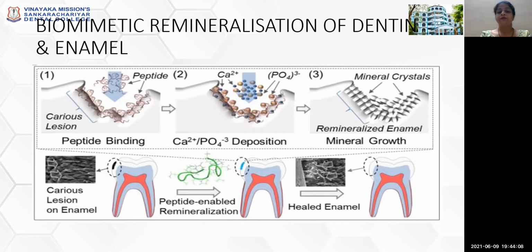So biomimetic remineralization aims to backfill the demineralized dentin collagen with liquid-like amorphous calcium phosphate nano precursor particles, that are stabilized by biomimetic analogs of non-collagenous proteins.